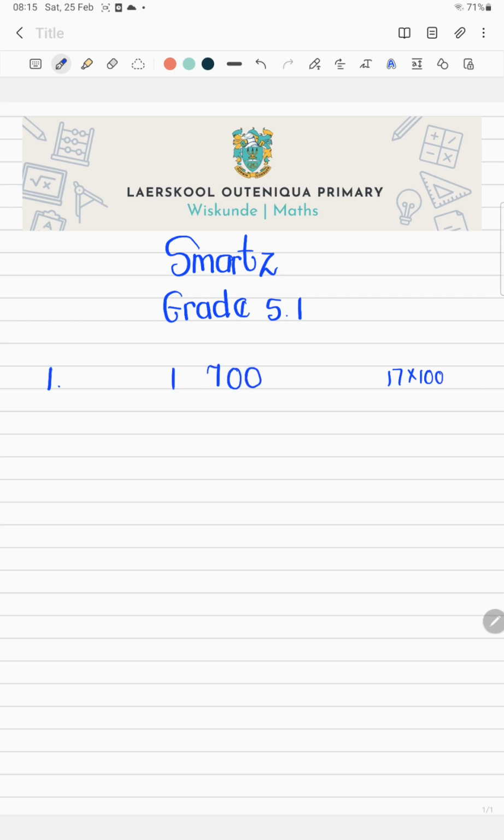1700, and we write it neatly as if we are writing in columns. Following one is 22 times 1000. 22 times 1000 equals 22,000. Thirdly, 900s. 900s equals 9 times 100, which is 900. And the fourth multiple of 12. We calculate the fourth multiple of 12 by multiplying 12 by 4, which equals 48.